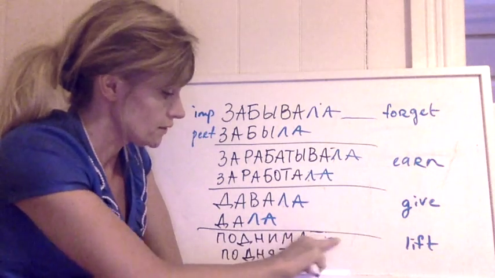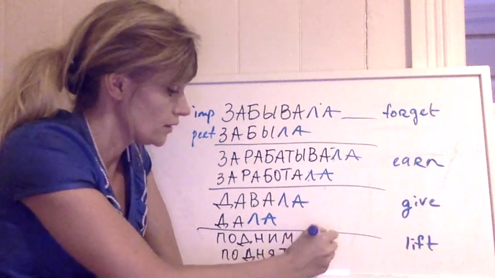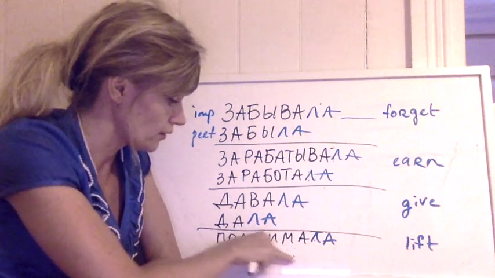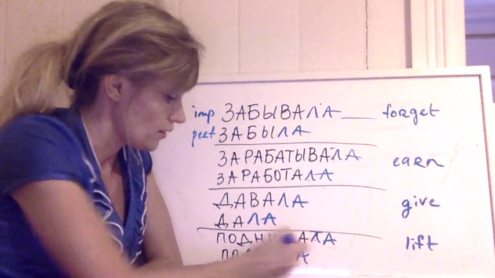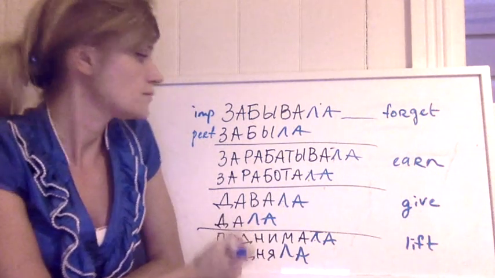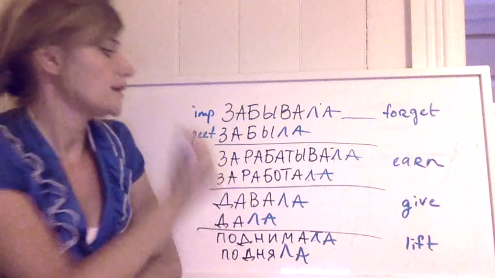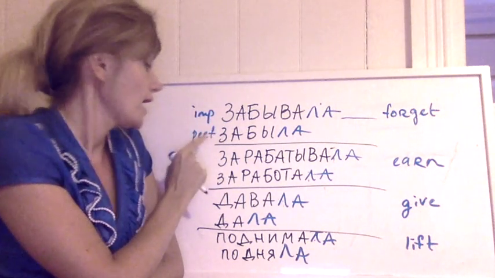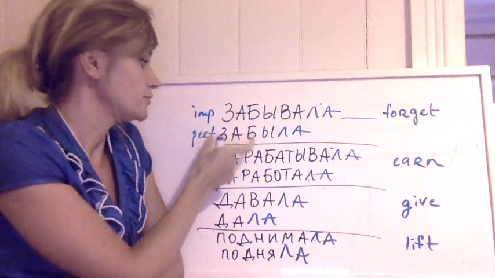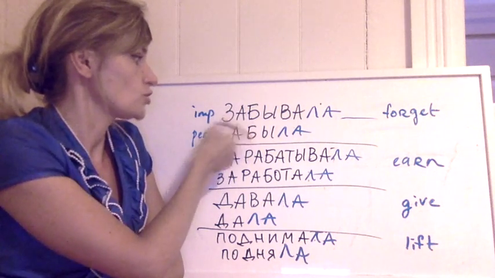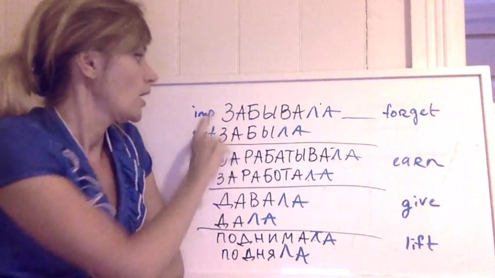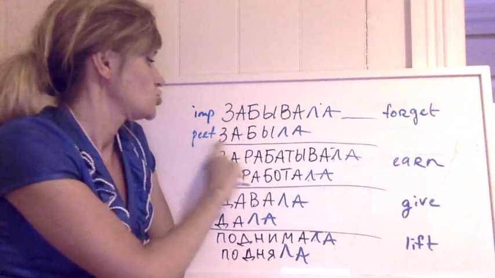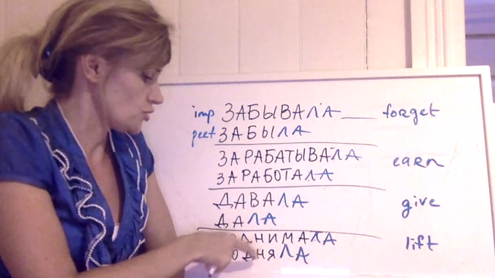Поднимать, make it into feminine. Поднимала, I was lifting, and подняла, I has lifted. So you can see here that the same verb already has perfective aspect to it, so you don't need to invent anything here. Longer process is longer, shorter process is shorter.